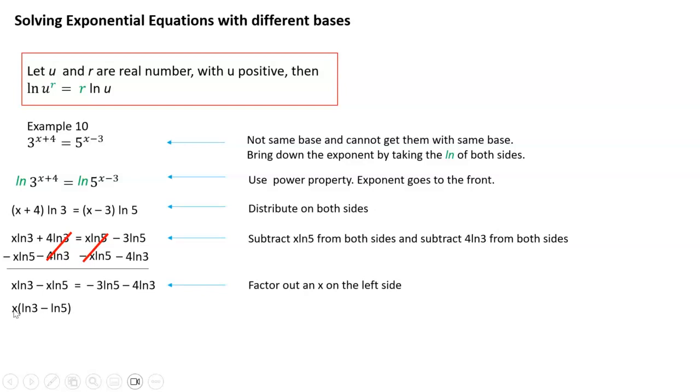And you can always check your work, right? If you distribute the x, you're going to get that same thing as above: x ln of 3 and minus x ln of 5. So then we just bring down the right side. Now we're going to divide both sides by the ln of 3 minus ln of 5.